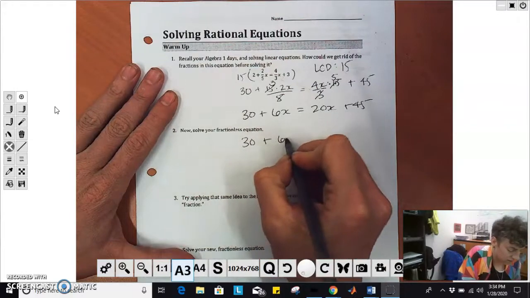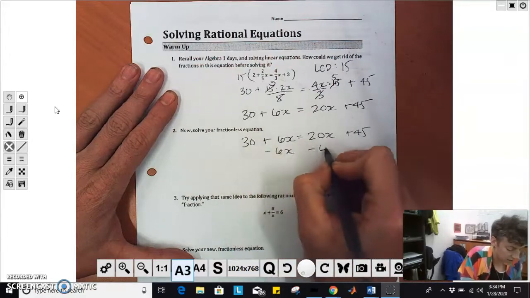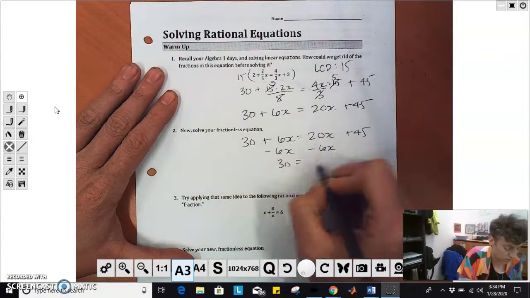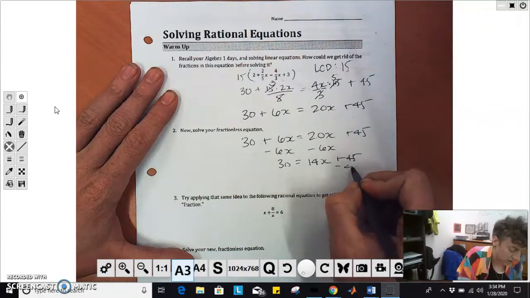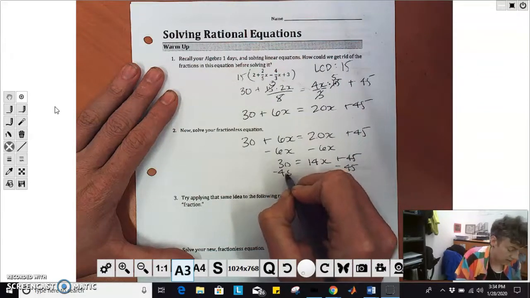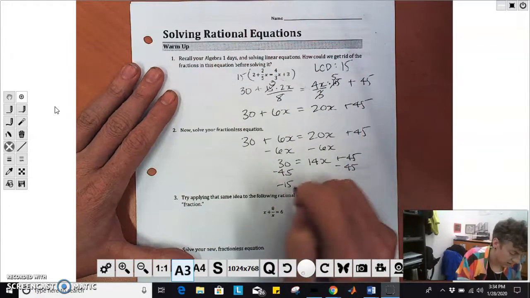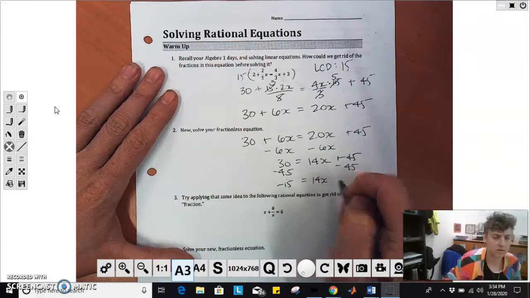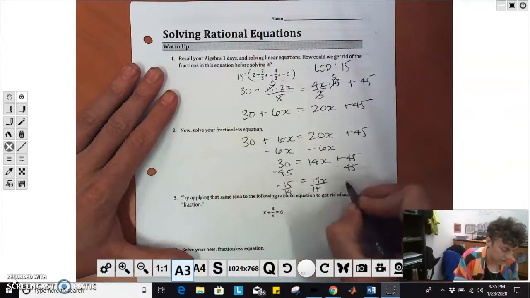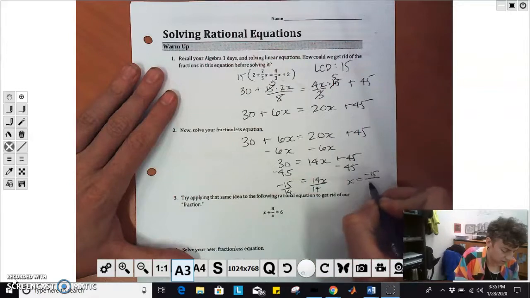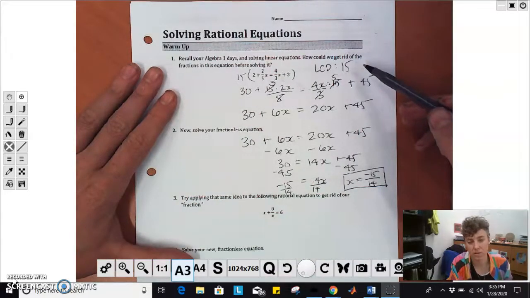Let's solve that fractionless equation. I'm going to subtract 6x on both sides. Give myself a 30 equals 14x plus 45. Let's subtract 45 on each side. All right, 30 minus 45 is negative 15 equals 14x. Divide by 14 on both sides. X equals negative 15 over 14. How did we get there? We multiplied by the lowest common denominator.